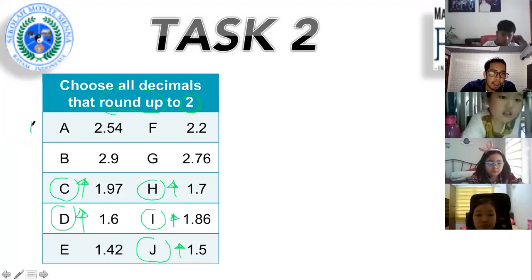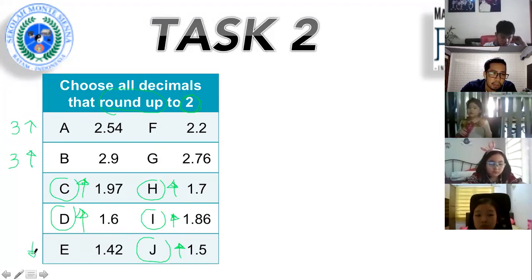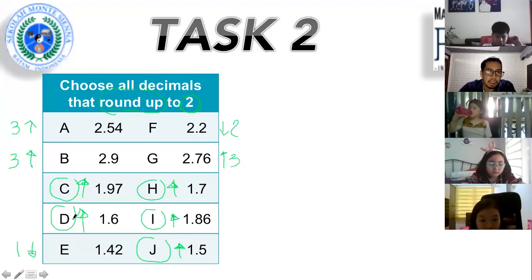When I round this up, the answer is 3. When I round this up, the answer is 3. This one, when I round up, it goes round down into 1. Down to 2. Up to 3. Okay, so C, D, H, I, J. Next table.